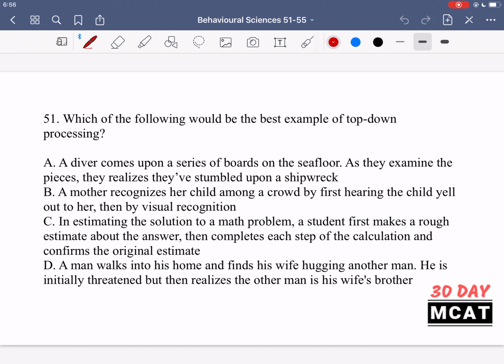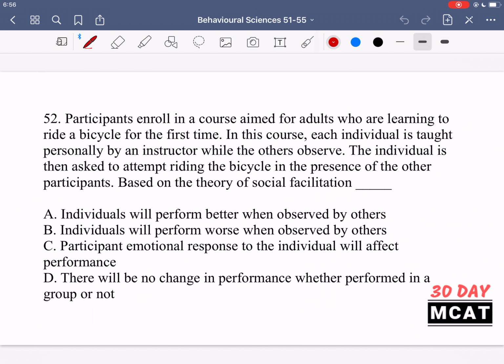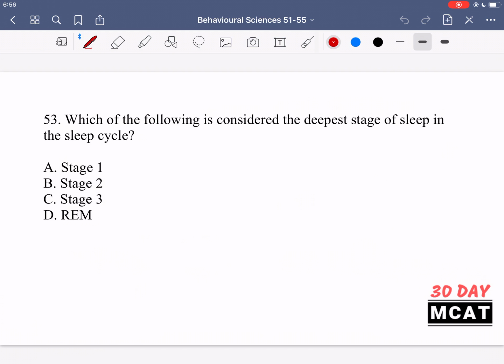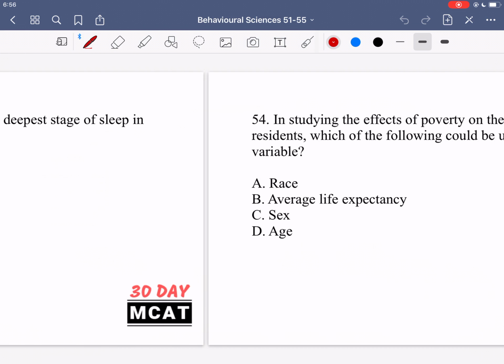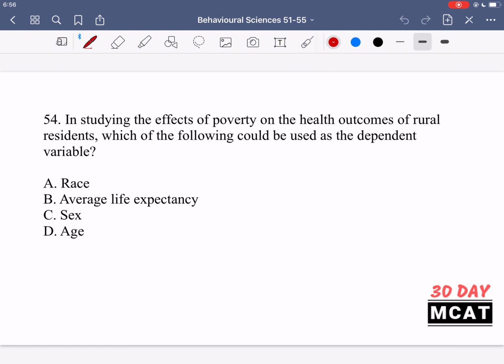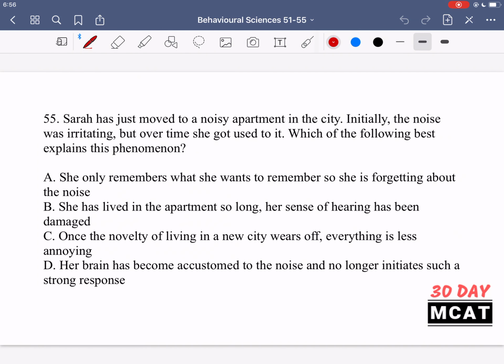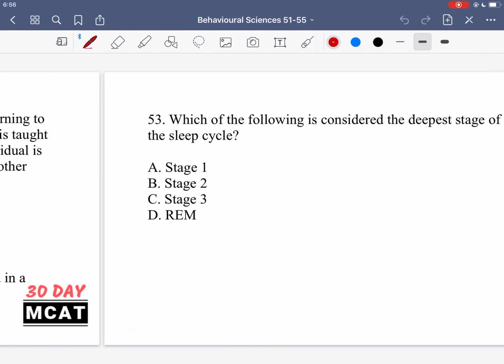own. Here's question 51, 52, 53, 54, and 55. Now let's go through the questions together.